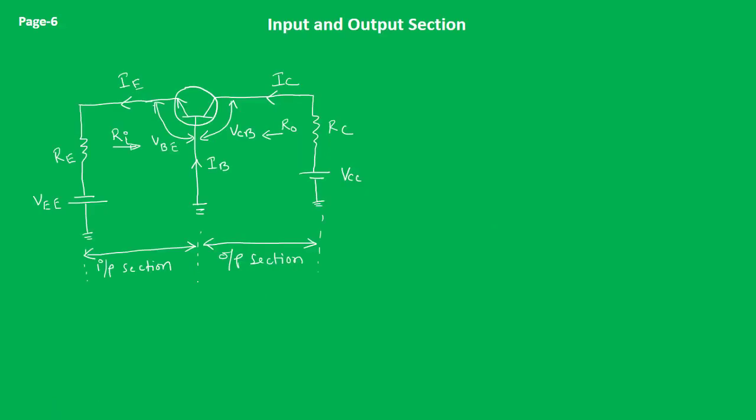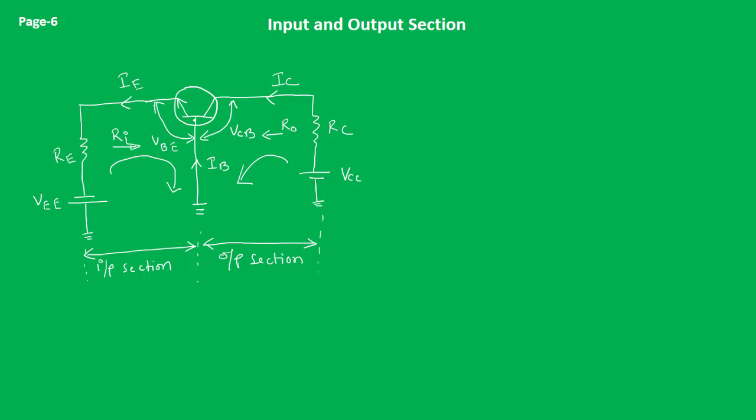Now further, see the input and output section of the common base configuration. This is the same diagram that we have seen in the first slide, just drawn a little differently, and we have seen the input resistance and output resistance. What are these? I will elaborate that in the next lecture. For the time being, if we put KVL in this input section, and in the output section, then we can find the input and output equations for the common base configuration.